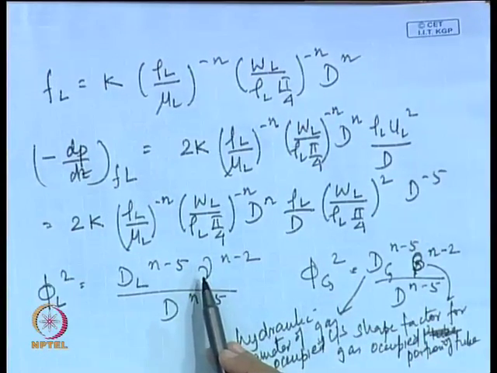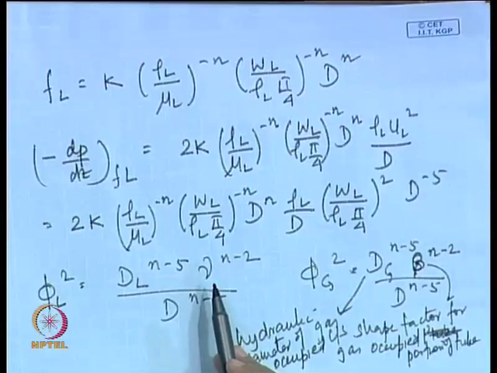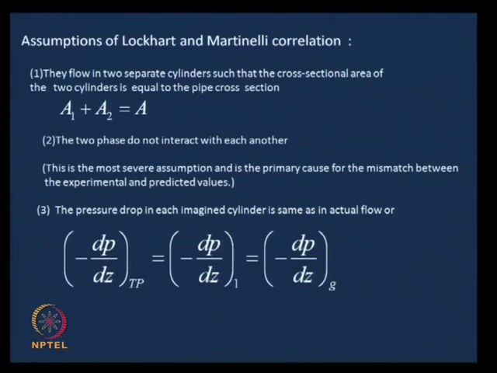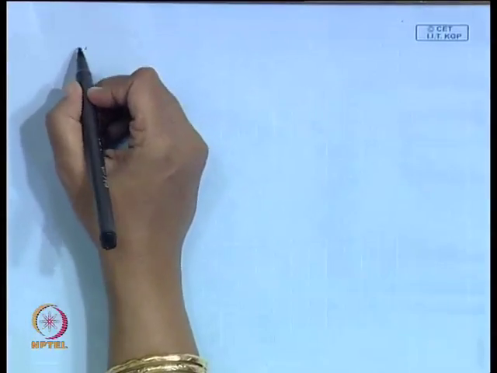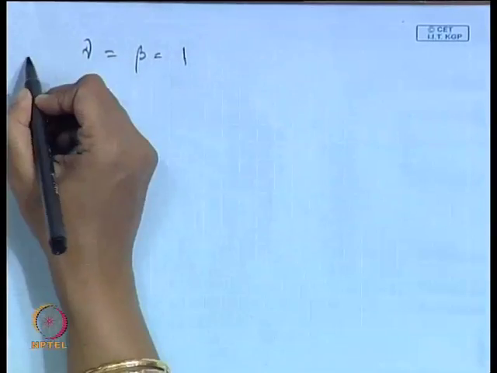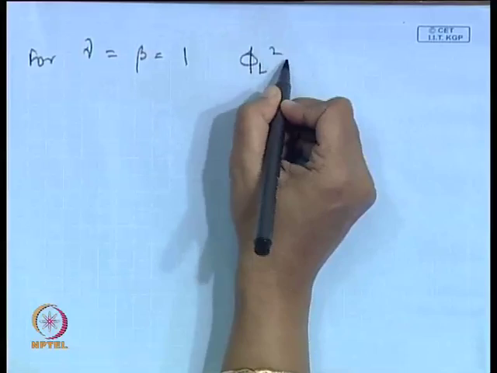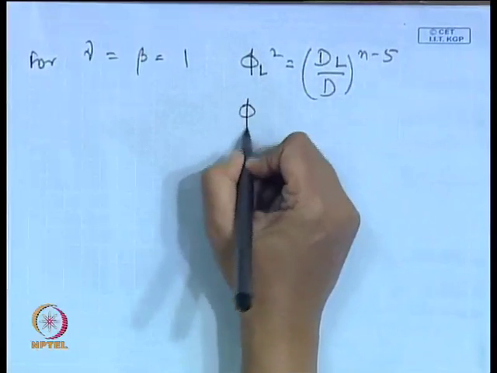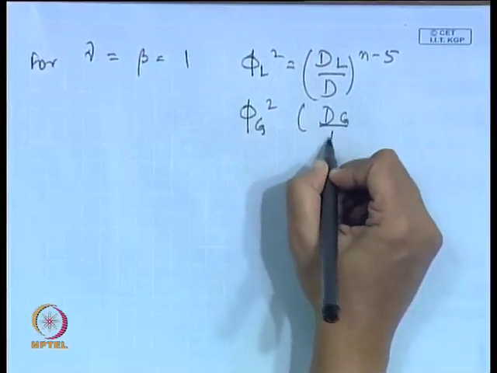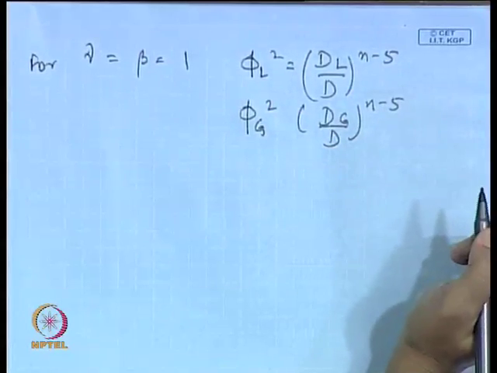since from the separated cylinder model, what was the first assumption that I made, the first assumption that was written down in my transparency slide: they flow in two separate cylinders such that the cross sectional area of the two cylinders is equal to the pipe cross section. Therefore, in the first assumption itself we had assumed gamma equals beta equals 1. So, for the situation where gamma equals beta equals 1, phi L square is nothing but dl by d whole to the power n minus 5, and phi g square will be equal to dg by d whole to the power n minus 5.